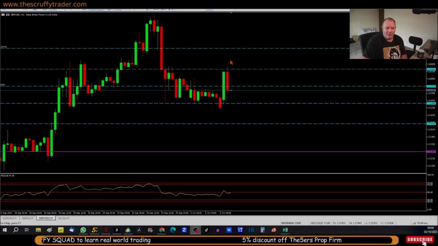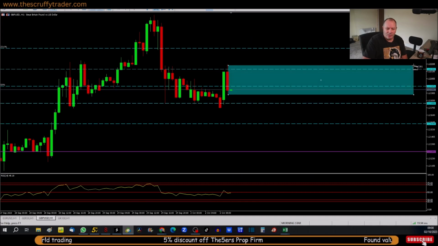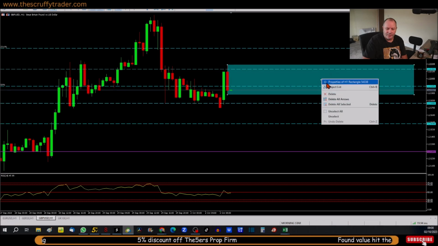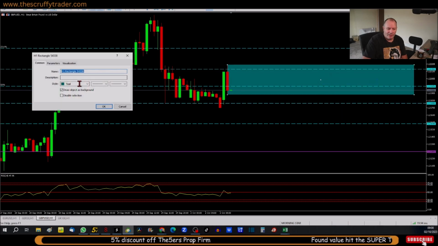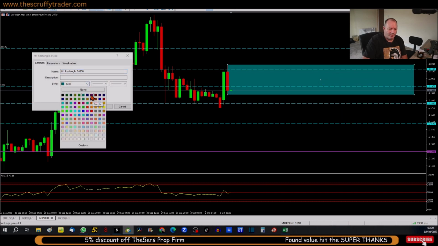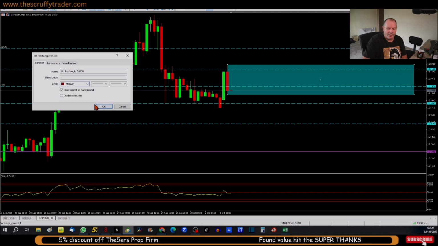Again, we now have an opening range, so we can drop that in. So we've got an opening range here. Do this one in maroon. There we go.